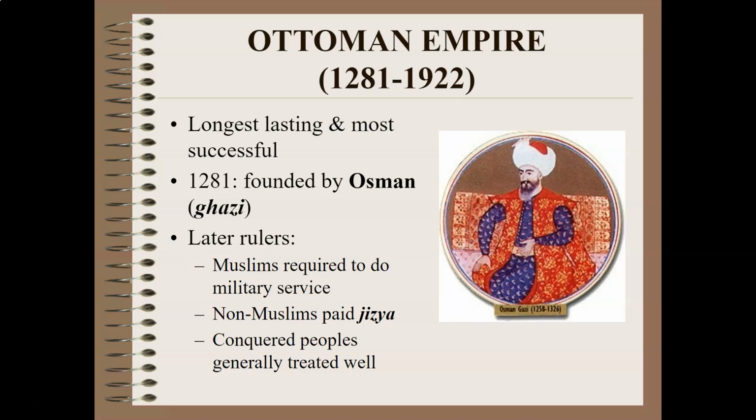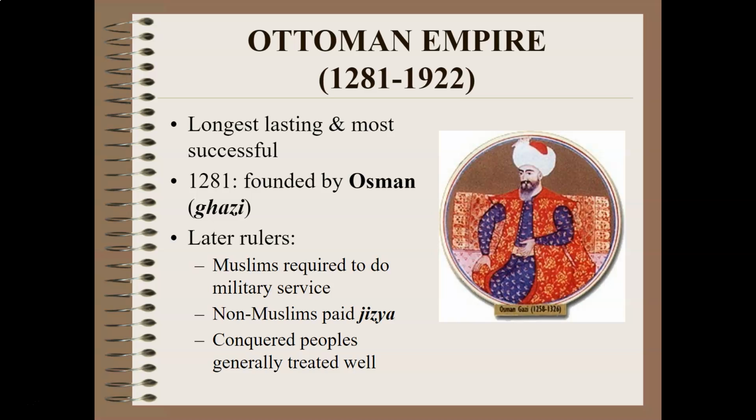So the Ottoman Empire is the longest lasting and the most successful of these three gunpowder empires. It was founded in 1281 by a man named Osman, who was a Ghazi, a Muslim religious soldier. And this is actually where we're going to get the name Ottoman from. He was a Seljuk Turk, but they're going to develop the name the Ottoman Empire as the Ottomans, followers of Osman.